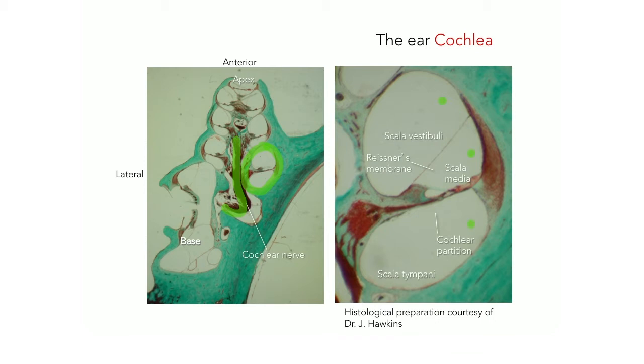Scala vestibuli and scala media are separated by Reissner's membrane, which is acoustically transparent. And scala media and scala tympani are separated by the cochlear partition, which vibrates in response to sound. The cochlear partition consists of the organ of Corti, separated by 2 membranes, the tectorial membrane and the basilar membrane.